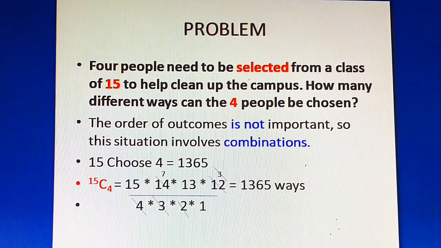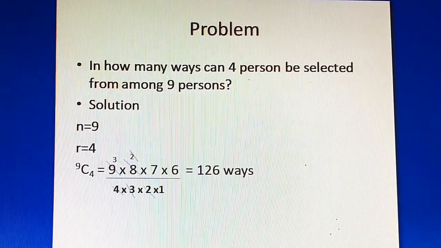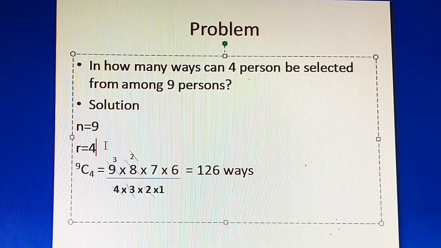Okay students, the next problem, dealing with selection. In how many ways can 4 persons be selected from among 9 persons? So from among 9 persons, 4 persons are going to be selected. So the solution here: n is 9, r is 4. So it can be done in how many ways?